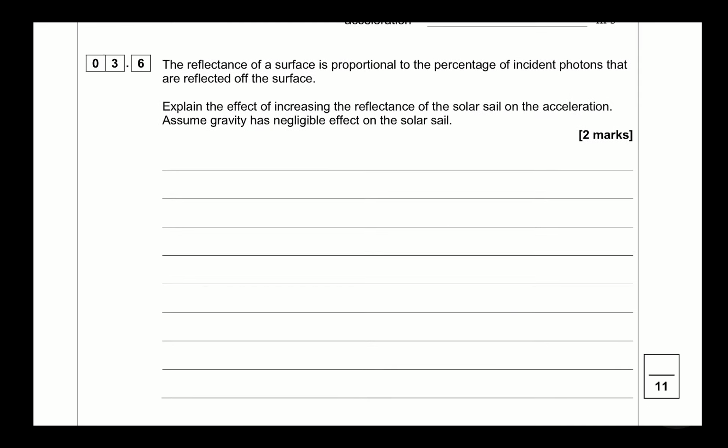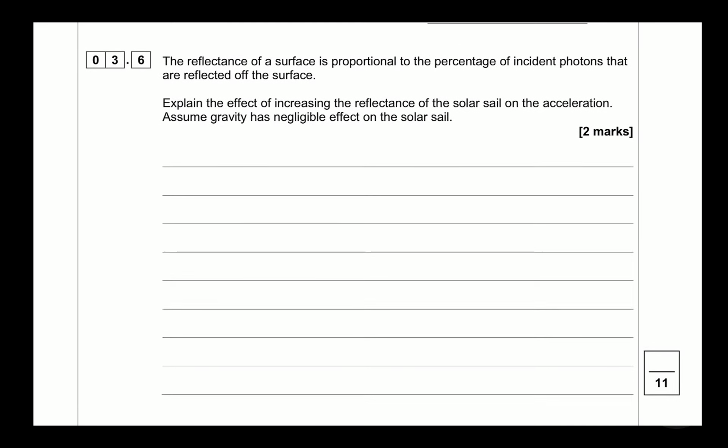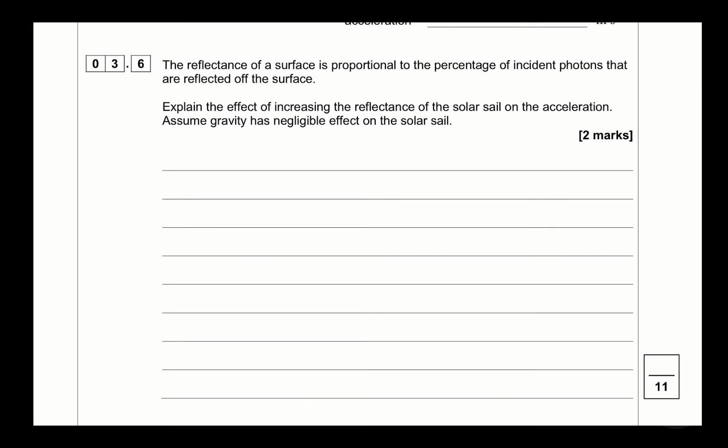Okay, so the reflectance of a surface is proportional to the percentage of incident photons that are reflected off the surface. Explain the effect of increasing the reflectance of the solar sail on the acceleration. Assume gravity has a negligible effect on the solar sail.